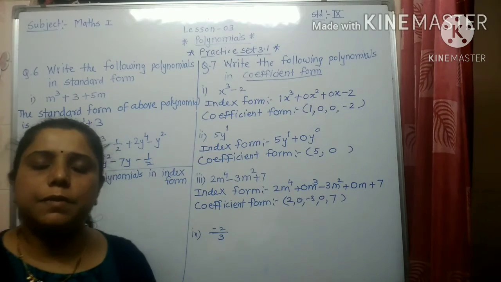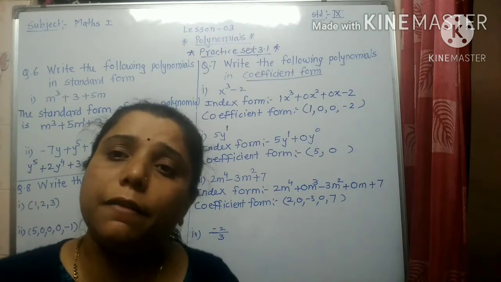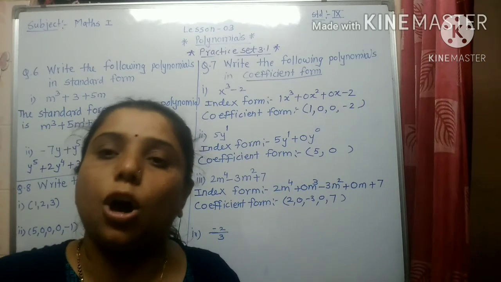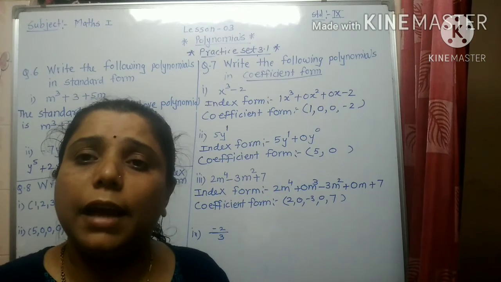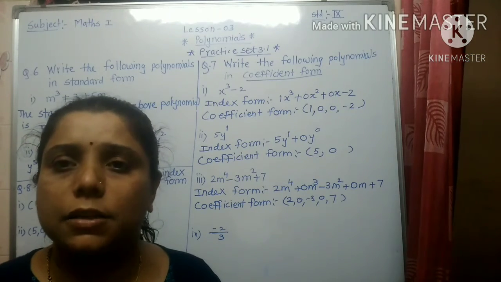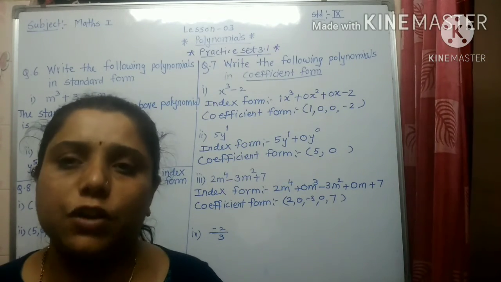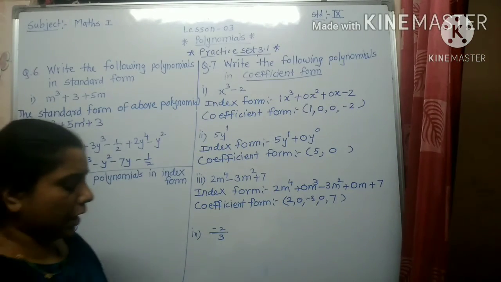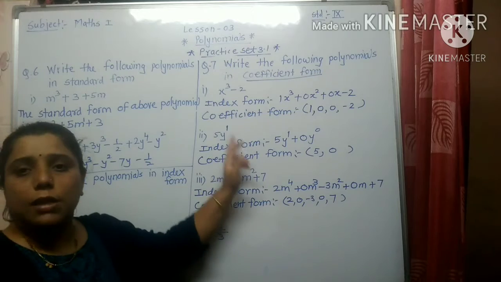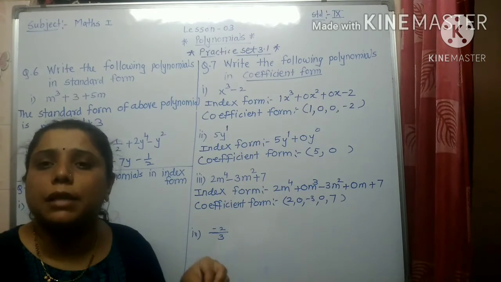See, sometimes the given polynomial is already given in the index form. Means all the terms are present in the polynomial. Then in that case, don't write the index form. Directly you can write the coefficient form. Okay. Here why we are writing the index form in each and every example? Because somewhere the missing terms are there.